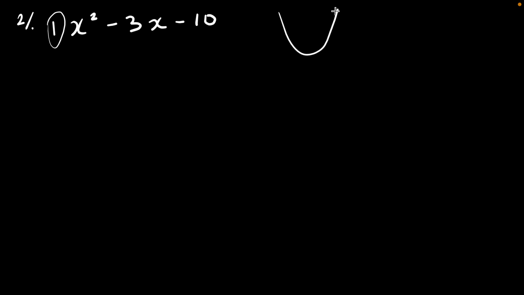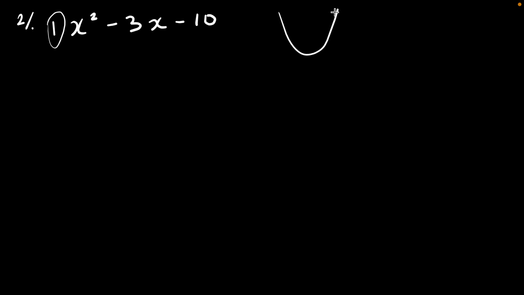Our second question is going to be x squared minus 3x minus 10. Now, people, by now you have an idea what the sketch looks like. The coefficient here is 1, and because it's positive, we again have a minimum curve. Now, our minimum curve, of course, has that shape. Are we comfortable? We should be comfortable.